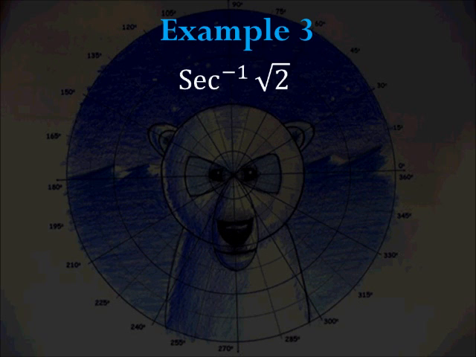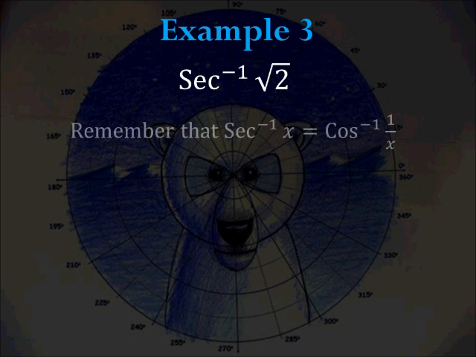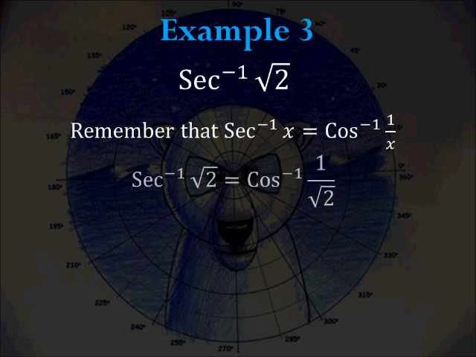Let's take a look at example 3, the inverse secant of root 2. Remember that the inverse secant of x is equal to the inverse cosine of 1 over x. So the inverse secant of root 2 is equal to the inverse cosine of 1 over root 2, which is the reciprocal of root 2. And that's equal to radical 2 over 2. So again, for inverse cosine, we're looking for a value between 0 and pi, and the answer would be pi over 4.